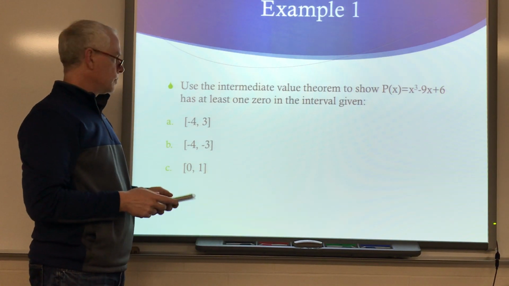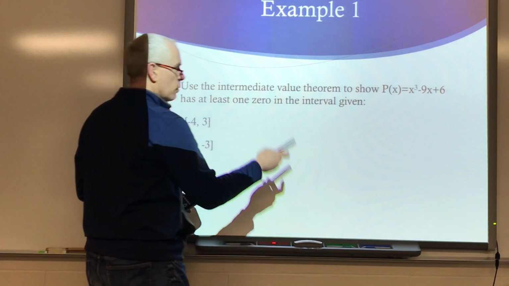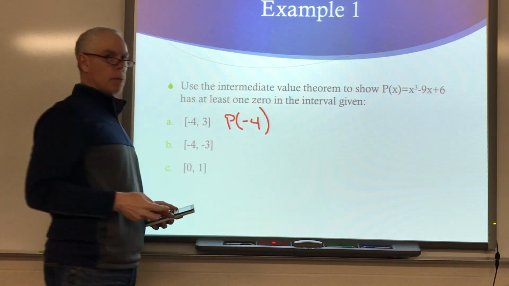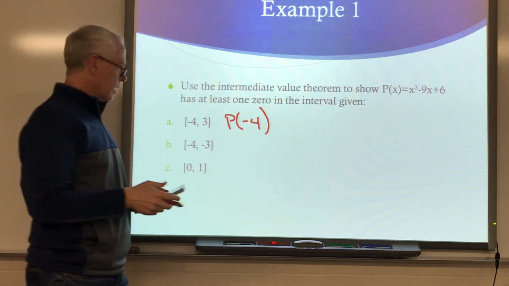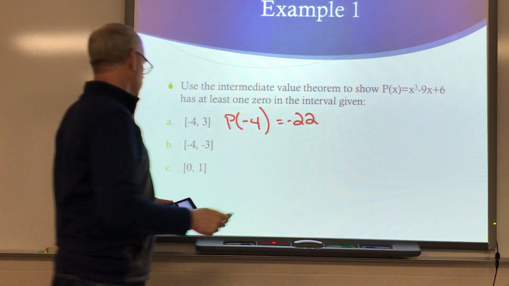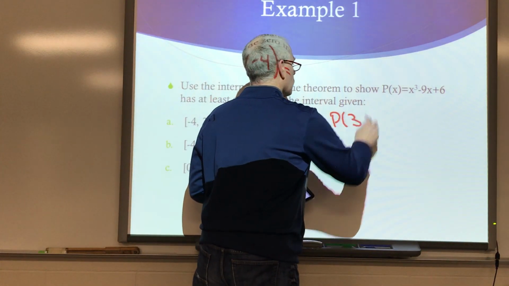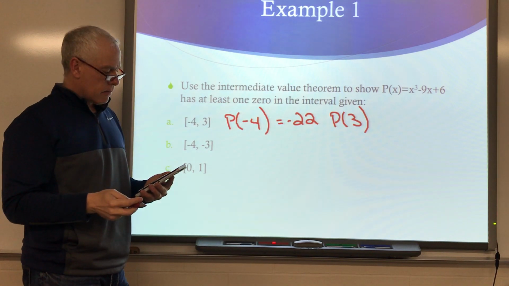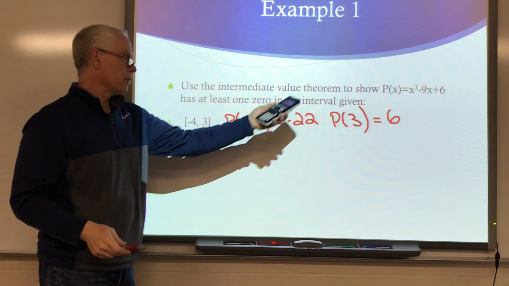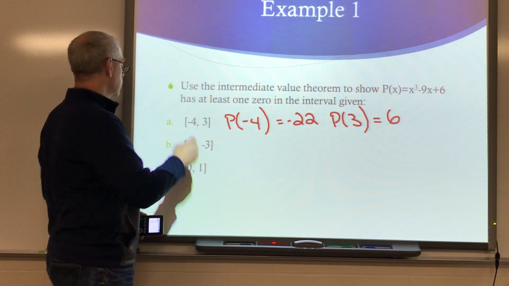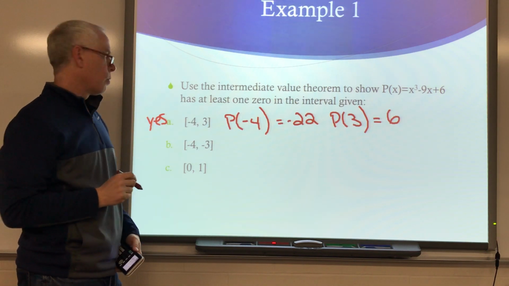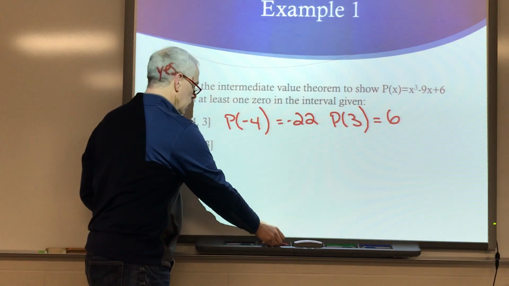And I would go to your table, okay? And then we're going to evaluate at each of these spots. We're going to take p of negative 4, one boundary. And when I evaluate at negative 4, I get negative 22. I'm just looking at my table now, okay? P of 3, as I evaluate there, is 6. And since one value is negative and one value is positive, they have different signs. There is definitely a 0 between negative 4 and 3, okay?